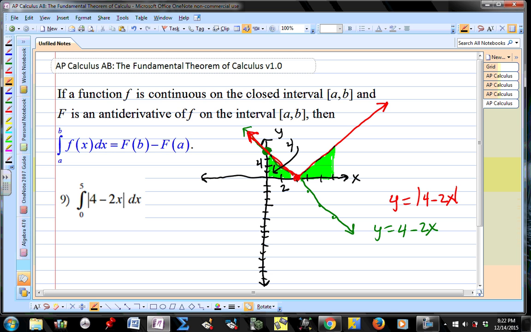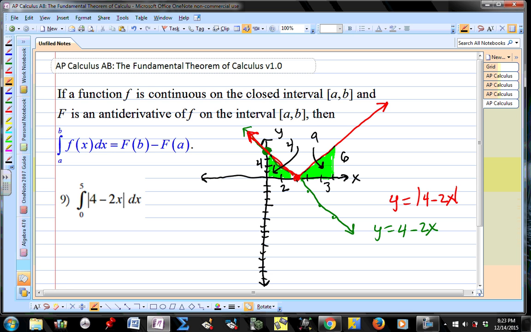Over here, we have a triangle whose base is 3. Let's see what the height is. If x is 5, now let's put 5 in for x. 2 times 5 is 10. 4 minus 10 is -6. The absolute value of negative 6 is 6. So we have half of 3 times 6. The area of this region is 9.